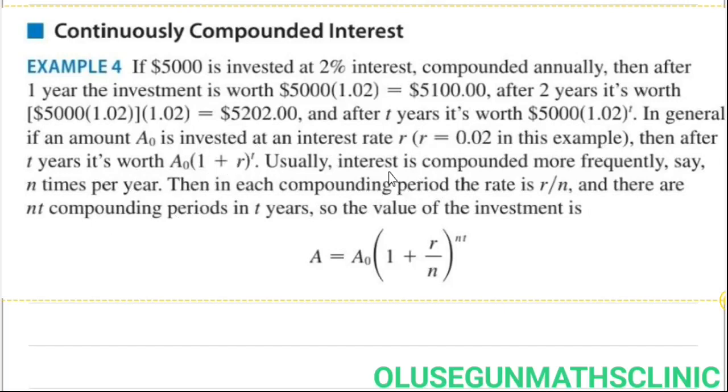Usually, interest is compounded more frequently, say n times per year. Then in each compounding period, the rate is R divided by n. And there are nt compounding periods in t years. So the value of the investment is A equals A naught, brackets opened, 1 plus R divided by n, raised to power nt.